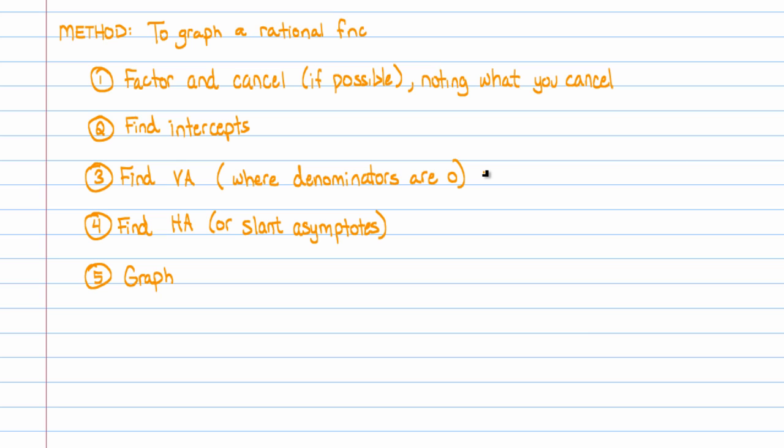Second thing you should do is find the intercepts. That's what we've been doing all along. Third thing is find the vertical asymptotes. These occur where the denominators are 0. Fourth thing you should do is find the horizontal asymptotes.